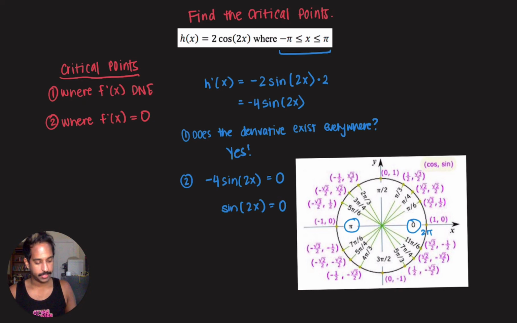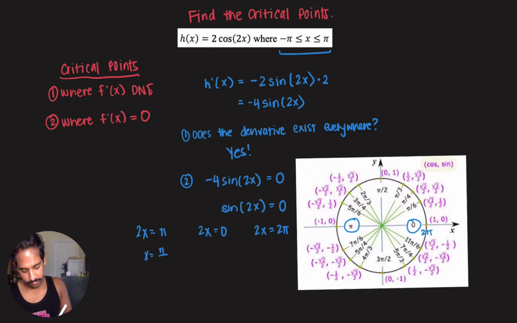And so I can say 2x equals pi, 2x equals 0, and 2x equals 2 pi. And here we're going to need to divide by 2 for all of them in order to get x by itself. So we get x equals pi half, x equals 0, and x equals pi.